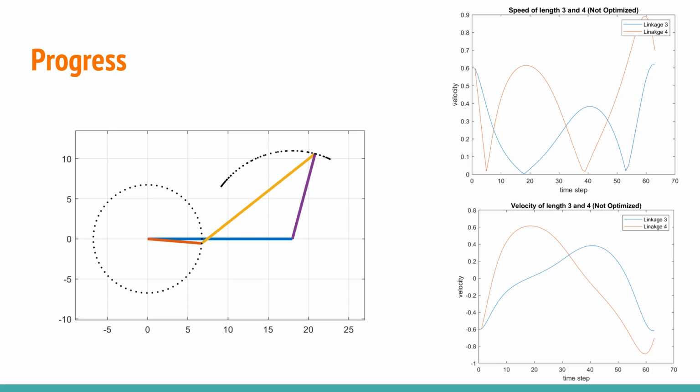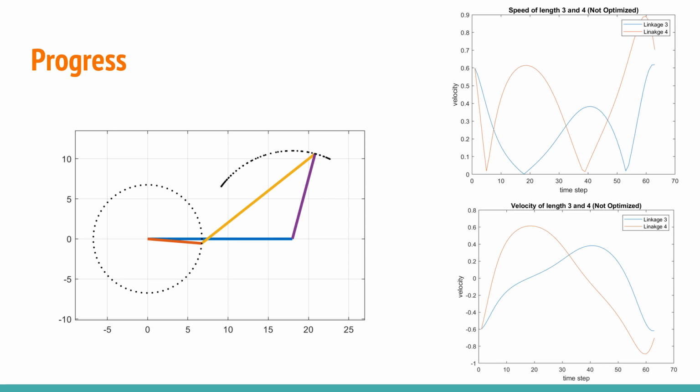So far for progress, I have been able to generate a code that would determine the position of the 4-bar linkage, as you can see on the left-hand side. It also has an accompanying animation which I was not able to capture, but this is the end state with all the points drawn at each time step.